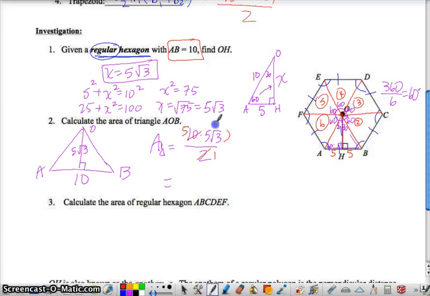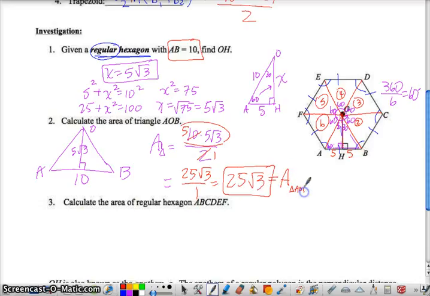I multiply 5 times 5 root 3. That just becomes 25 root 3, and divided by 1, so we don't really do that. We just have 25 root 3 is the area of one individual triangle, right? The area of triangle AOB. So I'm doing area sub, so it's identifying what it's the area of.